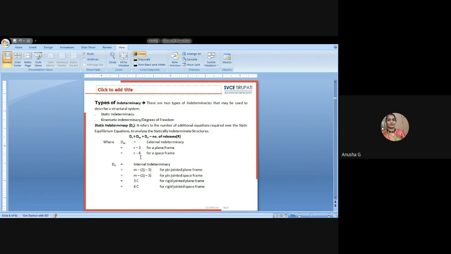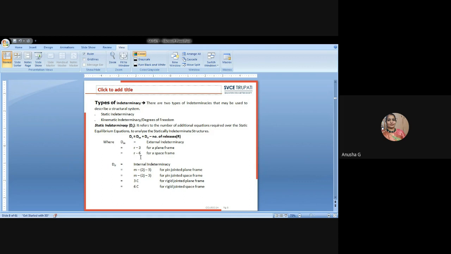First, we will see what is meant by static indeterminacy. Static indeterminacy refers to the number of additional equations required over the static equilibrium conditions to analyze the structure in an indeterminate structure. That is, the static indeterminacy is denoted as Ds, which must be equal to Dse plus Dsi. Dse is the external indeterminacy, and Dsi is the internal indeterminacy.